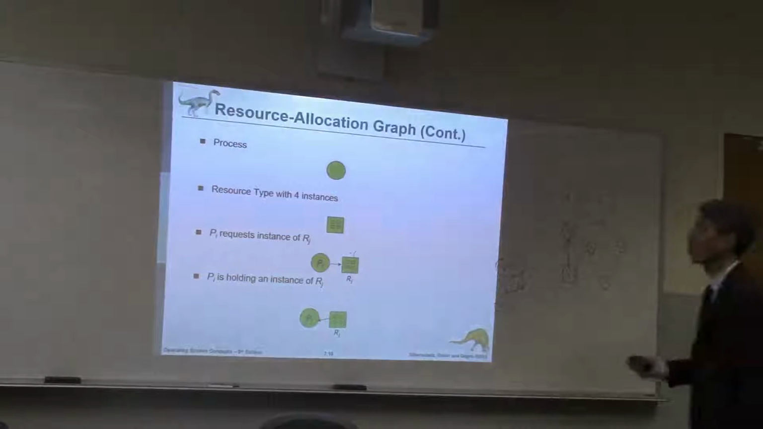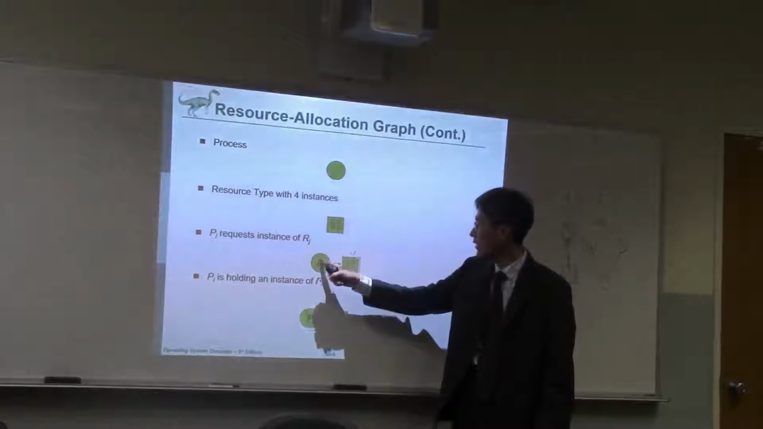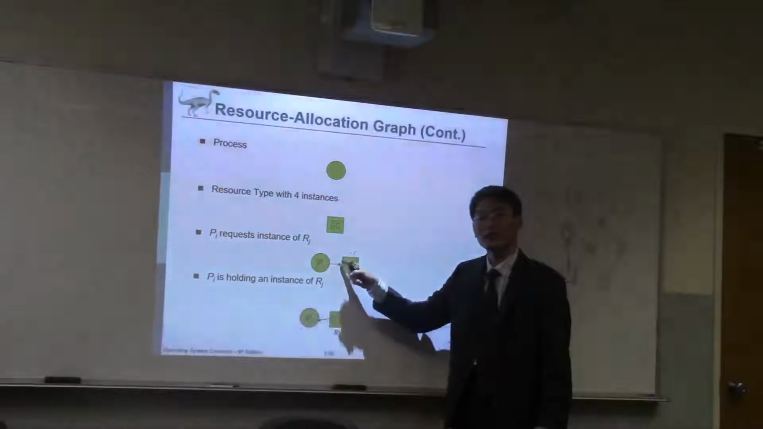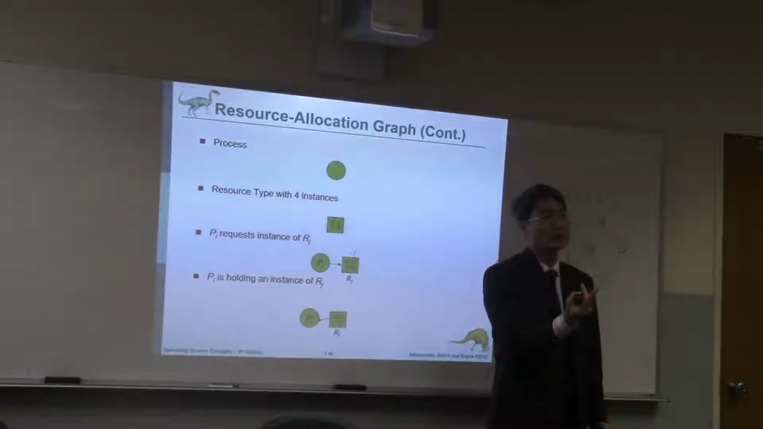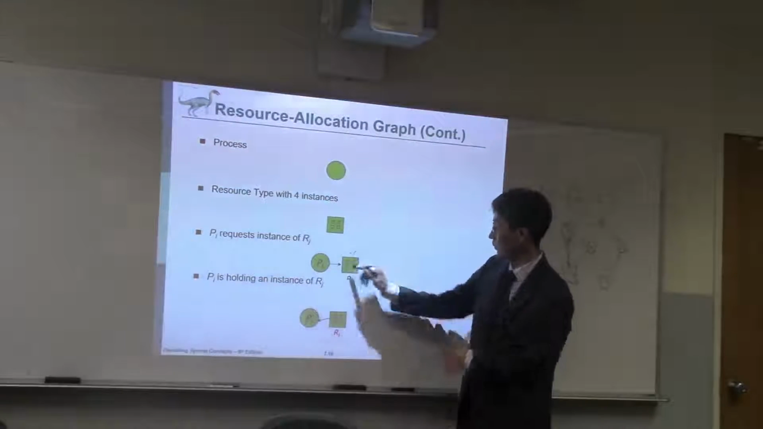Okay? And then we have two types of edges. From process to resource is a request. I need it. It's not acquired yet. It's an I-need-the-resource edge.